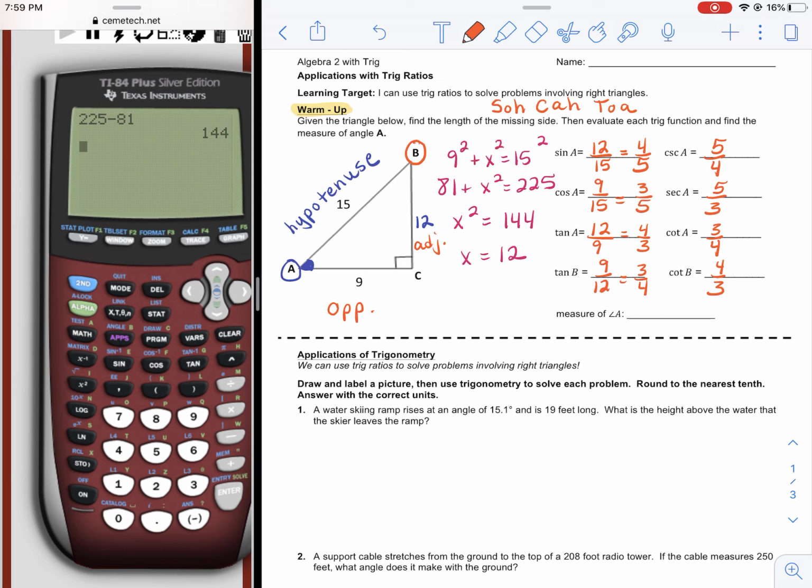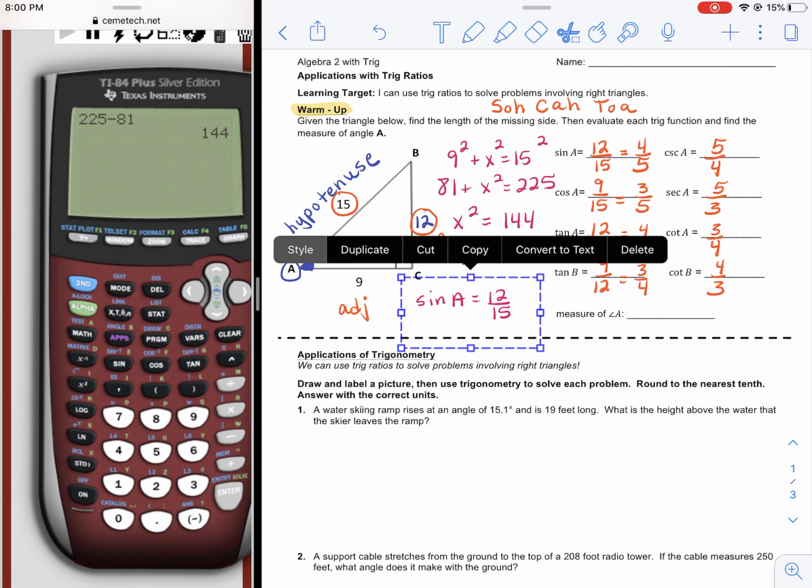Okay, now the last question says to find the measure of angle A. So I'm going to go back to angle A, and I'm going to relabel the 12 as the opposite side and the 9 as the adjacent side. And I'm going to pick any 2 sides. I'm going to use the 12 and the 15. So the 12 is opposite, the 15 is the hypotenuse. And so I know that the sine of angle A equals 12 over 15.